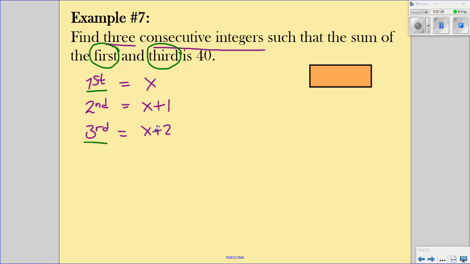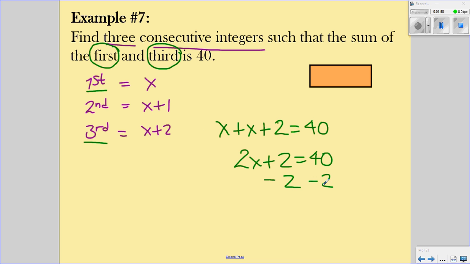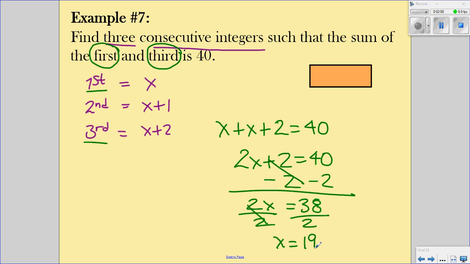So you're only adding up the first and the third numbers, x plus x plus 2, and setting it equal to 40. Don't fall into the trap of adding all of these numbers. Give me what they ask you for. So then you would add these two, use your property of equality, subtract 2 on both sides, bring down the 2x, get 38, and then you divide, and you will get 19 for x.